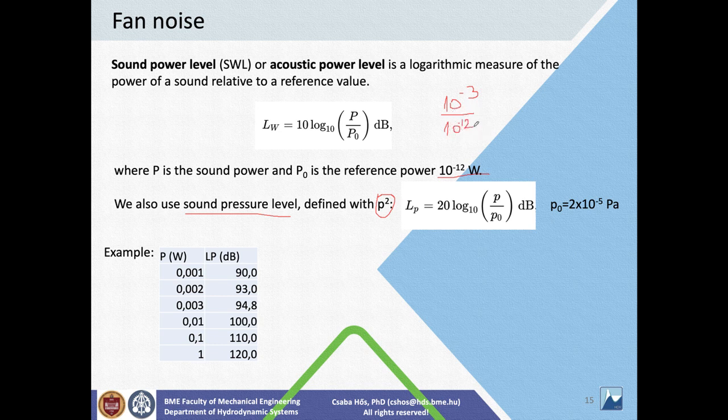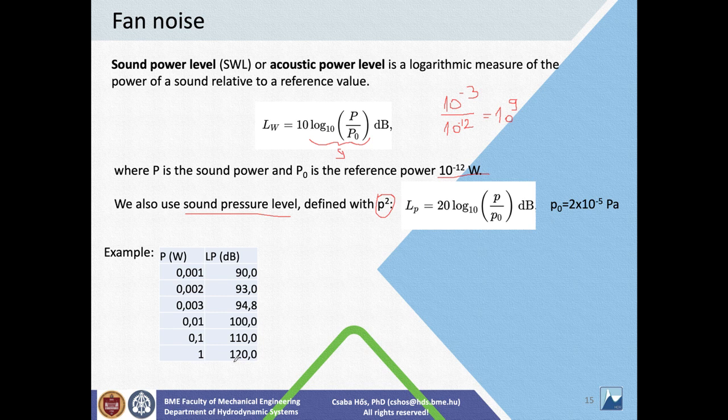So altogether, this is 10 to the 9th. Then the base 10 logarithm of 10 to the 9th is 9. And then you multiply by 10 and you get 90. If you do the same calculation with 0.002 watts, then you'll get 93 decibels. And then the rest is here.